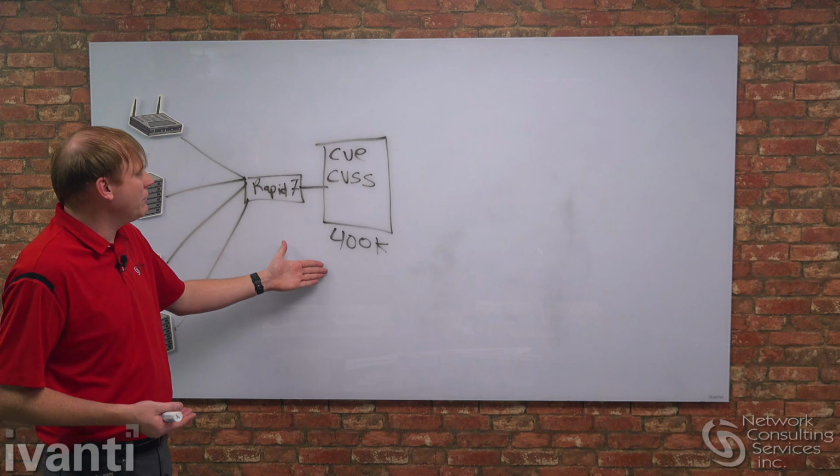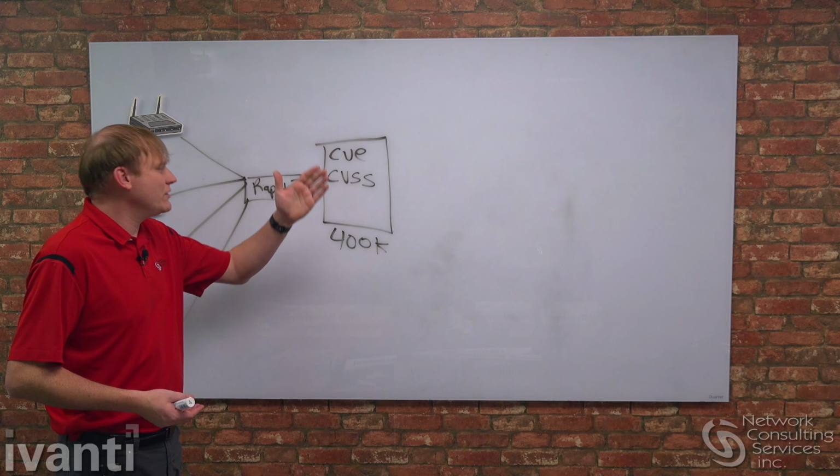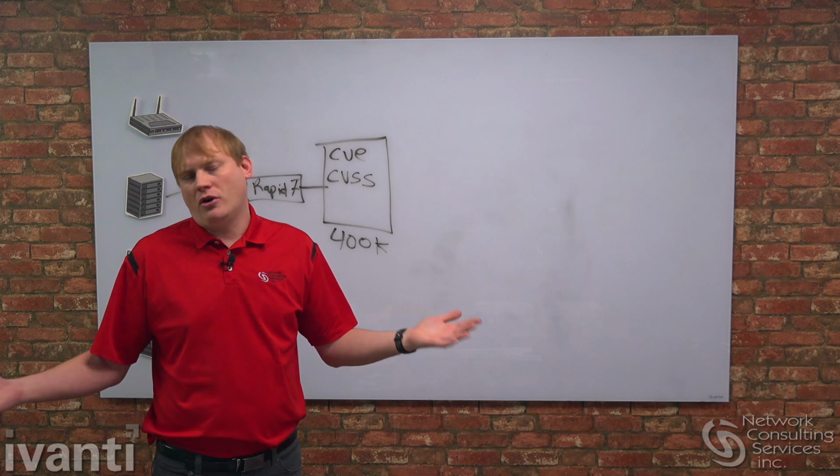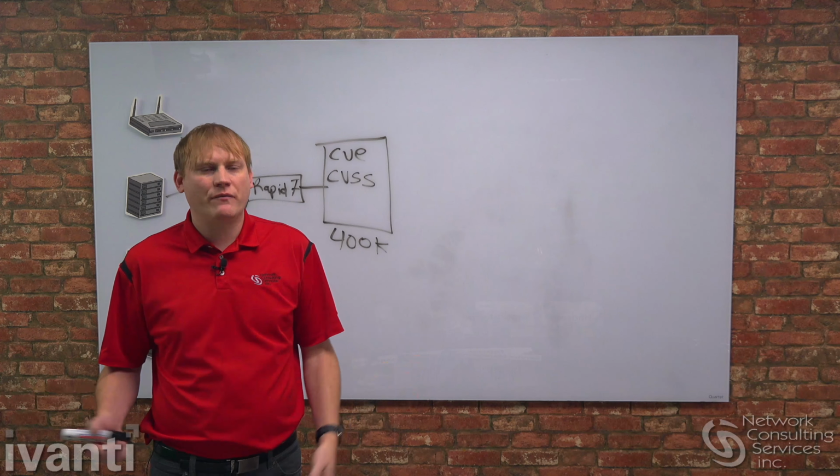So here's my problem. In my pretend network, I've run my Rapid7 scan. It's got me 400,000 results. Now what? Where do I start? It's just drowning in too much information.